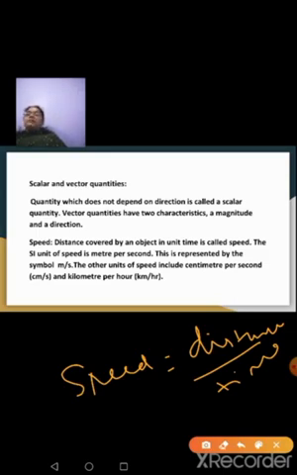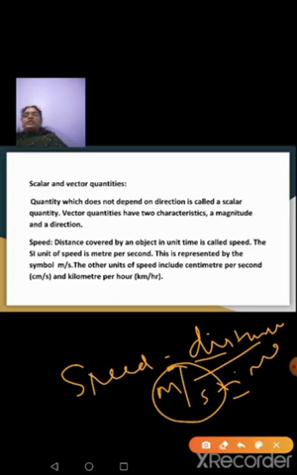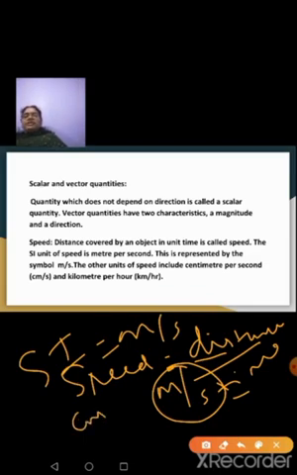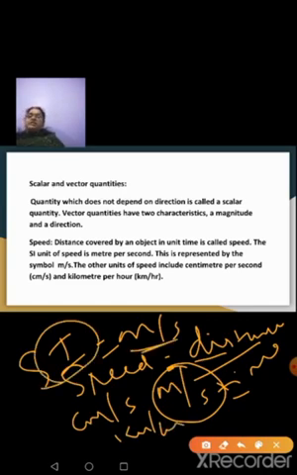Its SI unit is meter per second, because here you have distance, here you have time. So this is meter per second. This is the SI unit. Remember, the SI unit for speed is meter per second, and it can be measured by using units like centimeter per second and kilometer per hour also. But when they ask you the SI unit, it is meter per second.